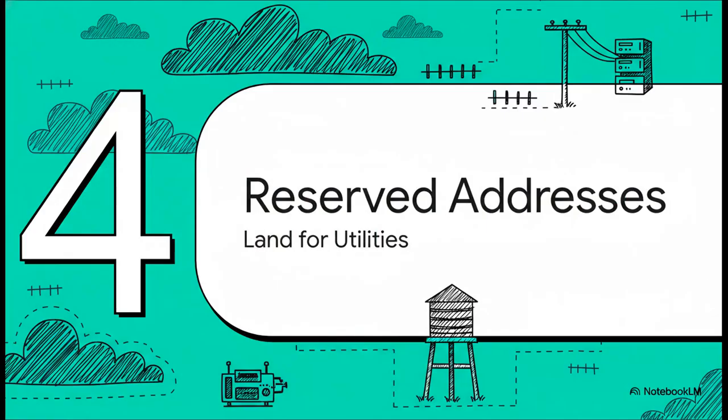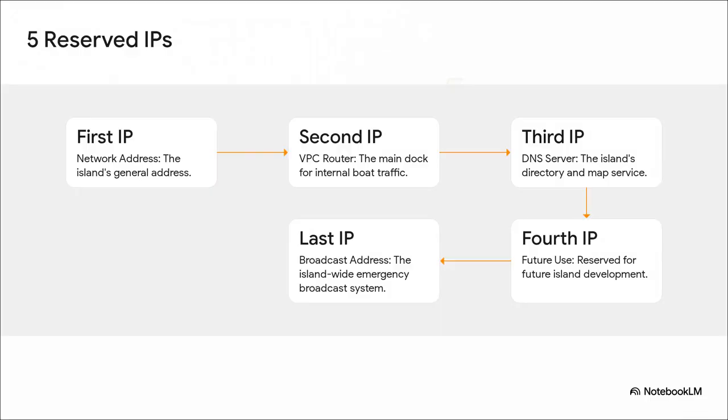Now, there's one important little detail when you create these zones. You don't actually get to use every single IP address. The cloud provider automatically reserves a few spots in each and every subnet for essential island infrastructure. In any subnet you create, the cloud provider reserves 5 IP addresses for critical functions. These handle the network's overall address, the internal router that directs traffic between your zones, the DNS server that acts as the island's map, and a few others for future use. Just know that a small part of your land is always set aside for these essential utilities.